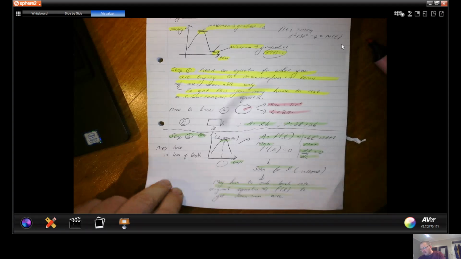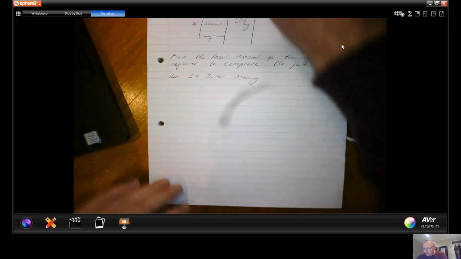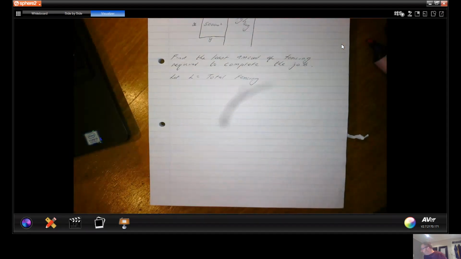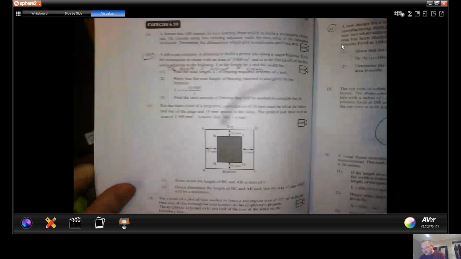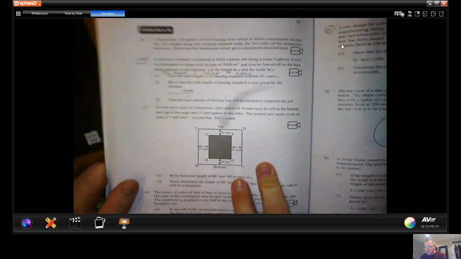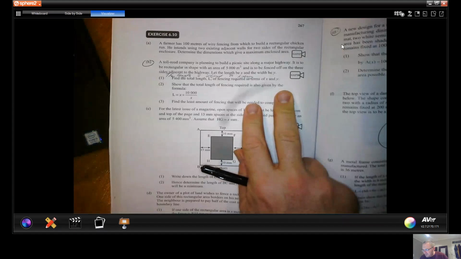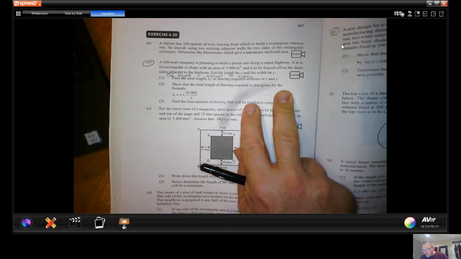And to do this, first of all, we're going to look at exercise 6.10 on page 267 of Mind-Born Maths. So if you get your textbook there, we're doing question B. The question says, a toll road company is planning to build a picnic site along a major highway. It is to be rectangular in shape with an area of 5,000 meters squared and is to be fenced off on the 3 sides not adjacent to the highway.